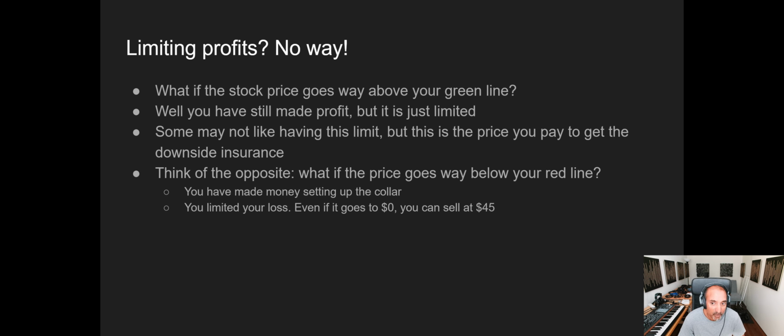You can think of the opposite. Let's say the price goes way below your red line. Now, you've already made money on setting up the collar, and you've also limited your loss. In other words, even if the price goes to zero, you can still sell at 45.